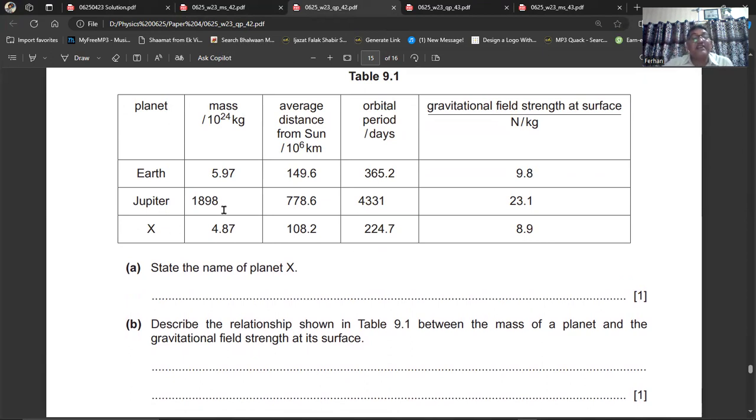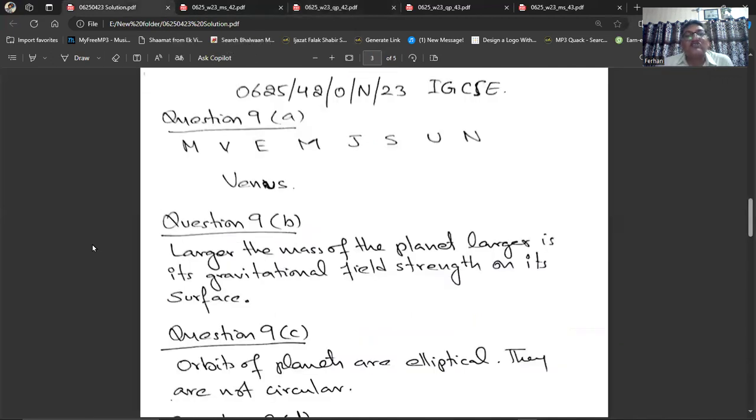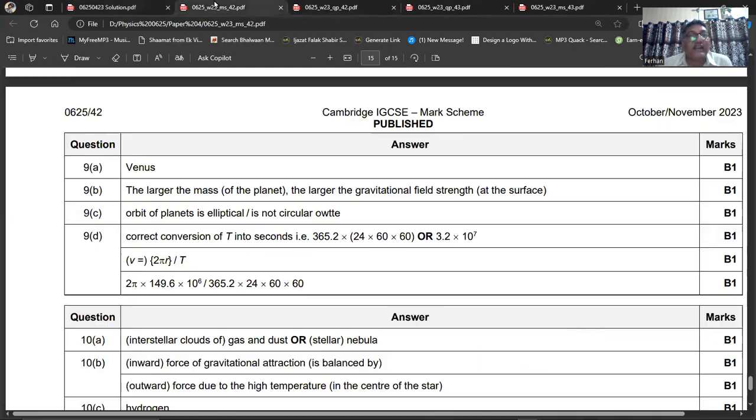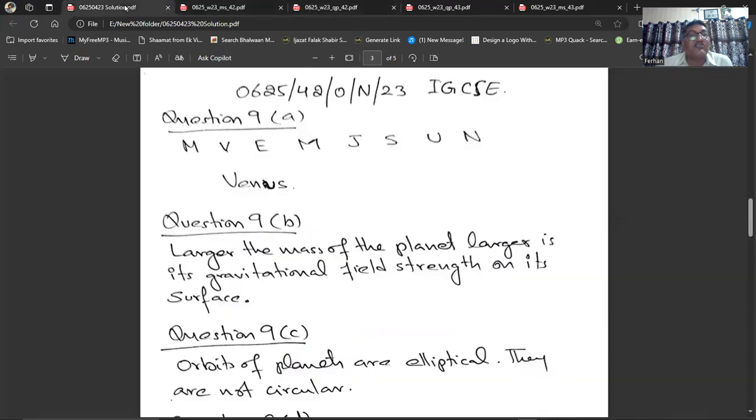This is 1898 × 10^24 kg, and its g value is 23.1. It is only 4.87 × 10^24 kg, and its g value is 8.9. So from comparing the mass and the gravitational field strength values at the surface of the planet, we can say that the more the mass, the more is the g value on the surface. So the larger the mass of the planet, the larger is its gravitational field strength on its surface. So look at the marking scheme, and this is my answer.